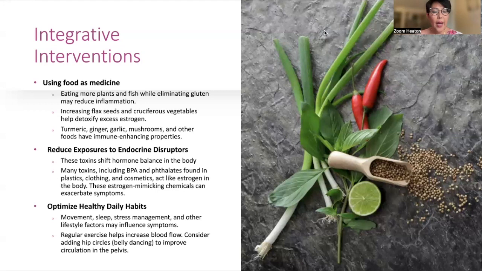Optimize healthy daily habits like exercise, sleep, stress management. And of course, regular exercise helps to increase blood flow. And also consider adding hip circles like belly dancing to improve circulation in the pelvis.